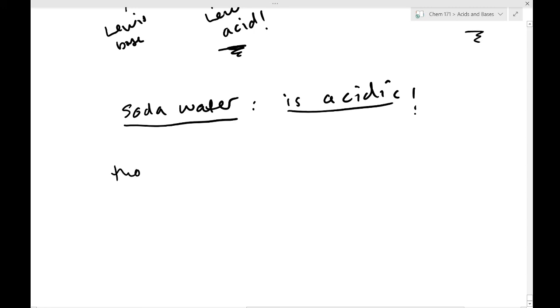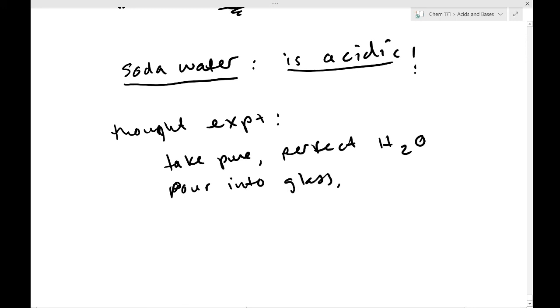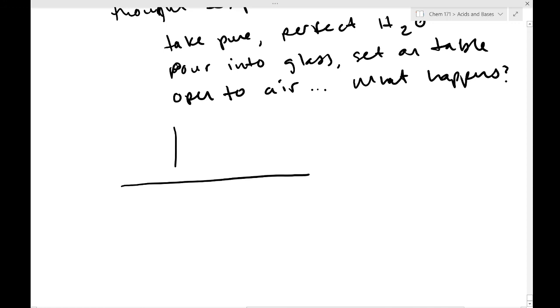Let's do a thought experiment. If I were to take pure, perfect H2O, pour it into a glass, and set it on the table, open to the air. What happens? I kind of hinted at this already, but what happens to the glass of water? So we have our table, our glass, water. What happens to this water over time?